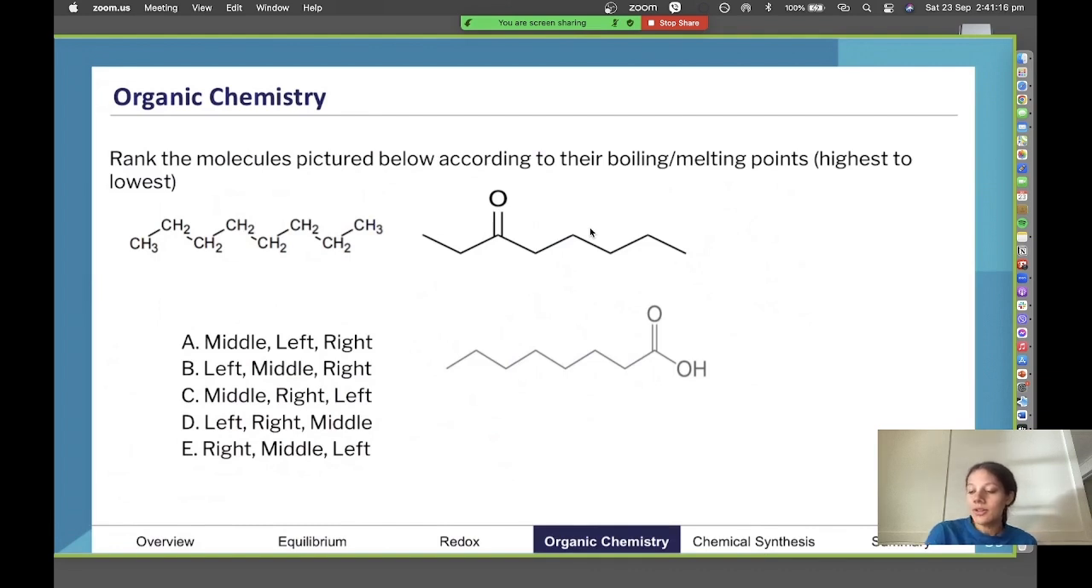Okay, so this question now is a bit more involved. We're looking at the physical properties and trends of organic compounds. So we're going to rank the molecules pictured below according to their boiling or melting points. So we're going to go from highest boiling melting point down to the lowest. So we're going to do the left one, middle one, right one, and in which order. So have a little think, spend a minute, just think about the different characteristics of molecules that will alter your boiling or melting point, and then we're going to use that to springboard our answer.